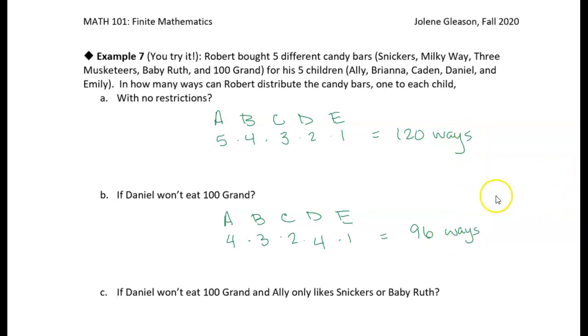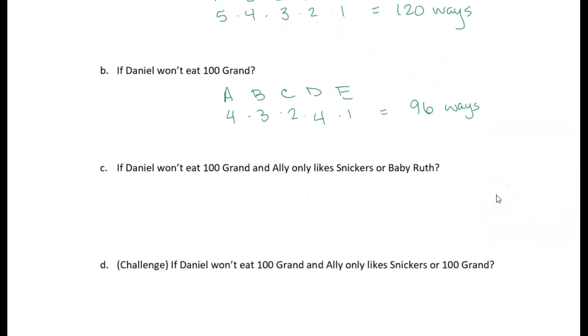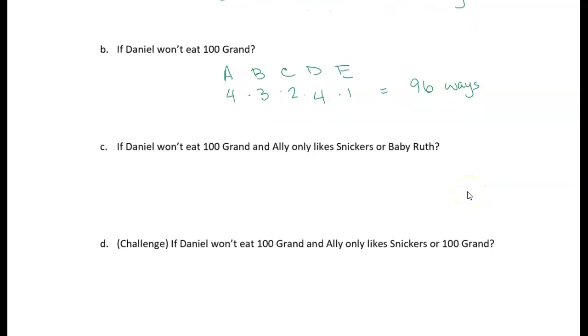All right, so part C. Okay, we got another restriction here. Daniel won't eat 100 grand, and Allie only likes Snickers and Baby Ruth. All right, so we have to figure out which is the most restrictive. So let's list the children out first: A, B, C, D, and E.